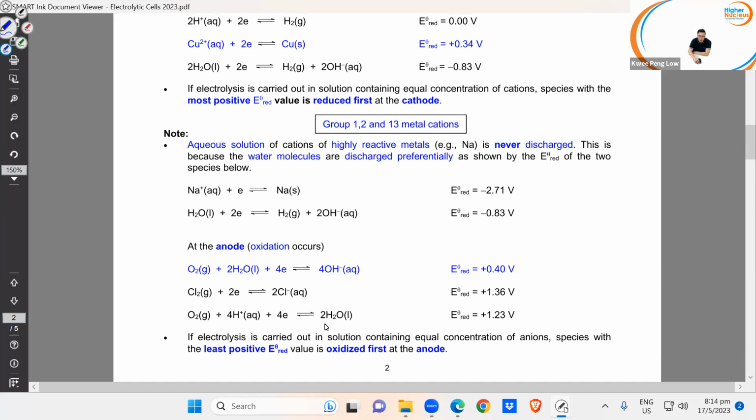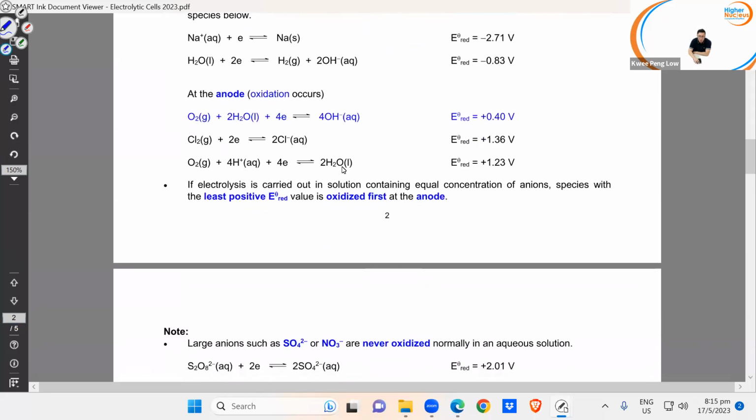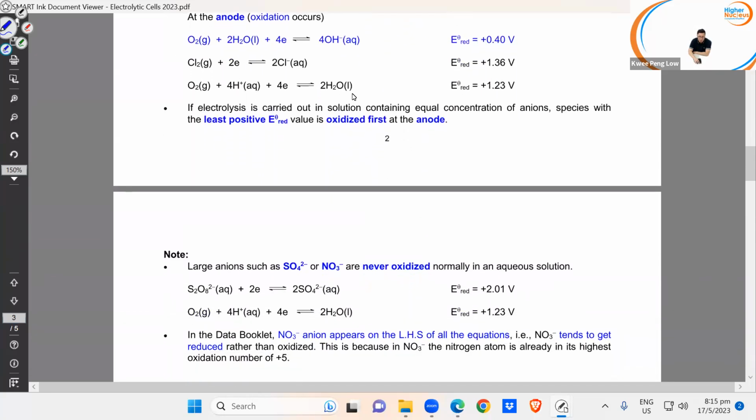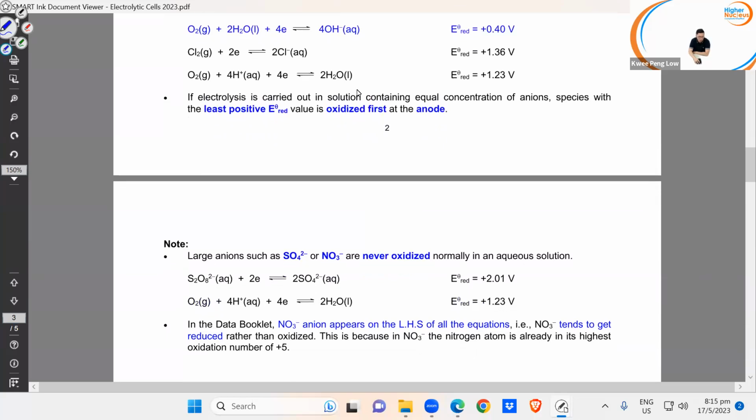Okay. Now at the anode, there are also two ions I need to ignore. One of them is sulfate, the other one is nitrate. Now, why do we ignore them? Sulfate, the E reduction is plus 2.01. Water is plus 1.23. Remember, at the anode, we choose the least positive one to get oxidized. So again, as long as there's water, water will be oxidized preferentially over sulfate. So sulfate will never get oxidized at the anode.